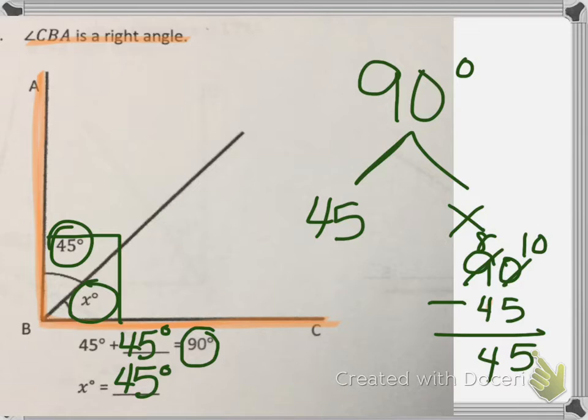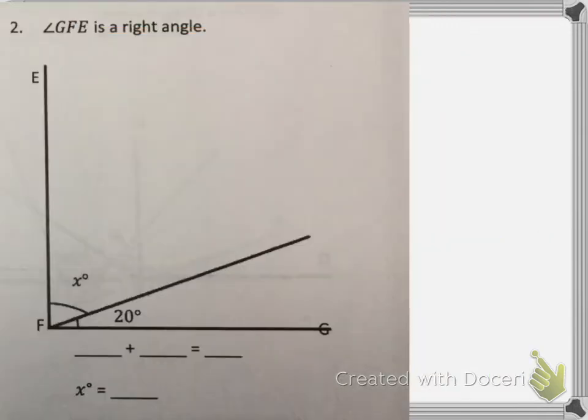All right, let's look at number 2. Remember, pause if you're not caught up. Number 2 gives us the hint that GFE is a right angle. So again, I'm going to put my finger on G, trace to F, and up to E. That whole thing is a right angle. Please put your right angle box in there around the X and the 20.